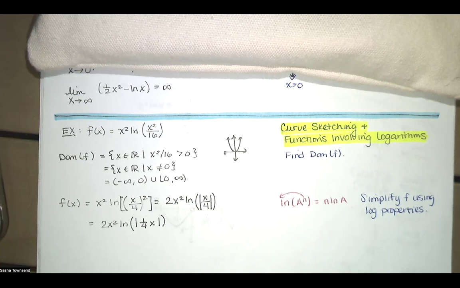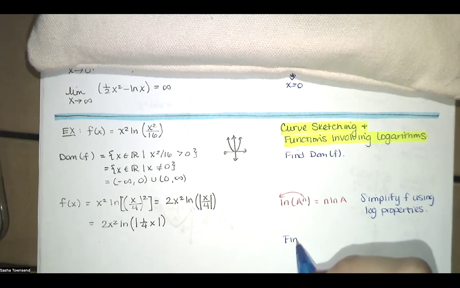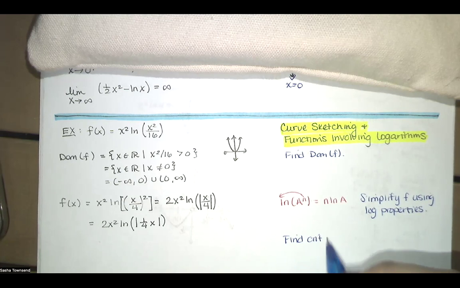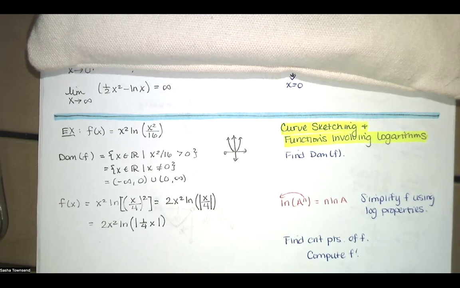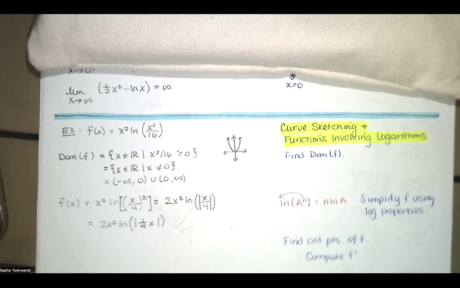Okay. And now that we have simplified f and we know the domain of f, we'd like to find any critical points of f. Now, finding critical points involves computing f prime and then setting that derivative equal to 0 and solving for x.